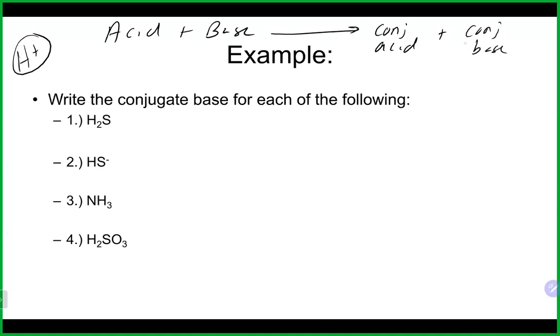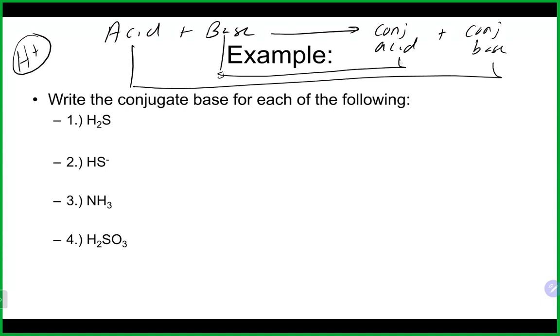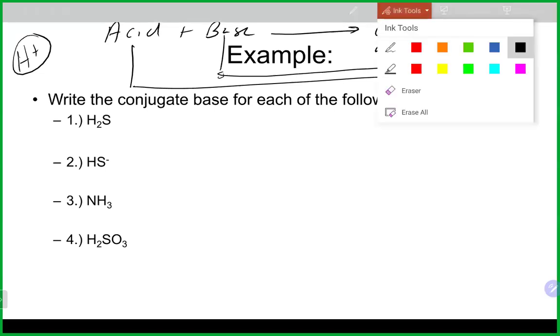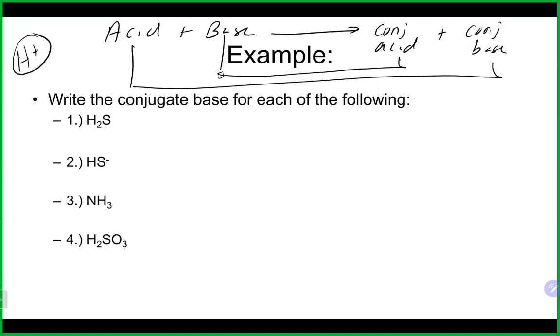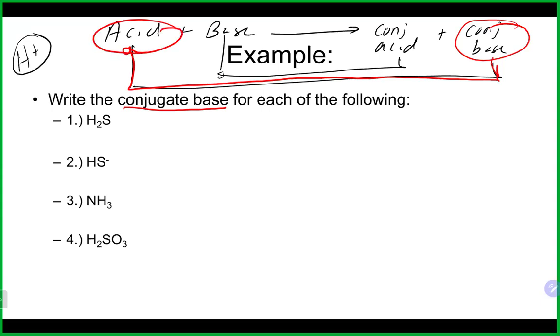As we talked about, if it is the acid on this side, its partner would be the conjugate base. And if it's the base on this side, its partner here would be the conjugate acid. To help us decide whether to put the H plus on or take it off, we could think about it backwards. If I am looking to write the conjugate base, that means I am looking to end up here. If I go backwards, everything I am looking at is going to be a Bronsted acid.